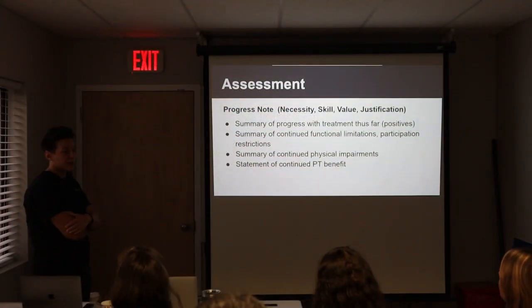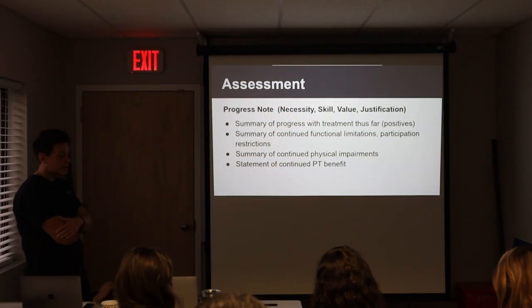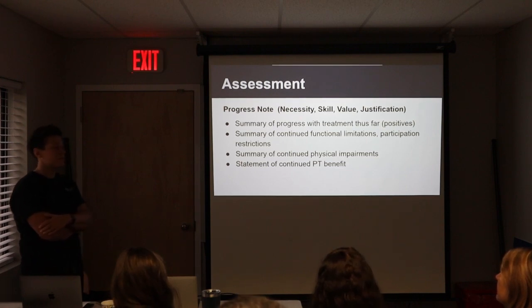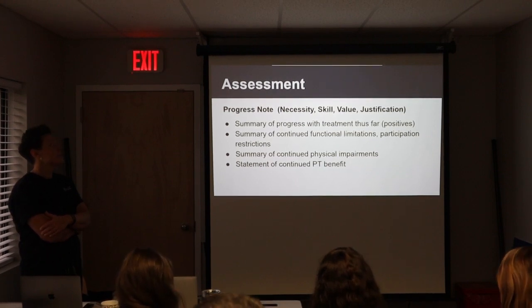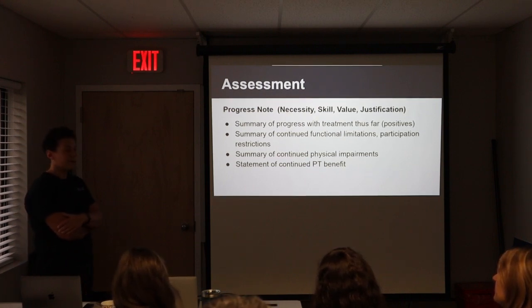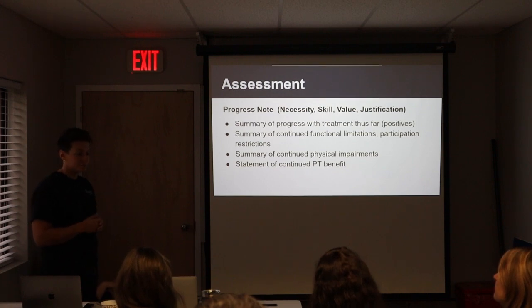All right, so now we're looking at our assessment and our progress notes. It's going to look a lot like our evaluation. But you want to make sure that you're making a summary of their progress with treatment thus far, both positive, that's where you put your positives, and then continued functional limitations, participation restrictions, continued physical impairments, and statement of continued PT benefit. So it's really gonna look very similar to your initial evaluation, except in the beginning, instead of saying they present with this, you're gonna say they made whatever progress, and that's demonstrated by increased range of motion, increased strength, and then outlines maybe some of the goals they hit.